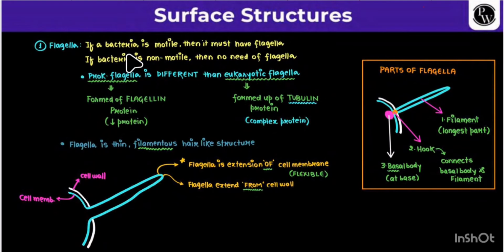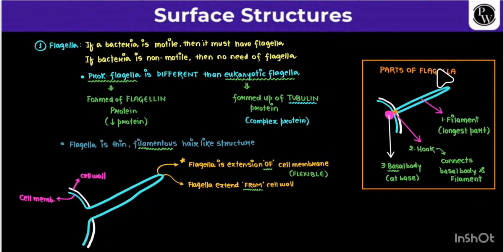If bacteria are motile, then they must have flagella, we have to remember. And if bacteria are not motile, there is no need for flagella, right? In prokaryotes, flagella are different compared to eukaryotic flagella. Eukaryotic flagella are formed of tubulin protein, which is a complex protein, and prokaryotic flagella are formed of flagellin protein, which is simpler. Flagella are thin, filamentous, hair-like structures. Flagella are an extension of the cell membrane, which is flexible, and extend from the cell wall.